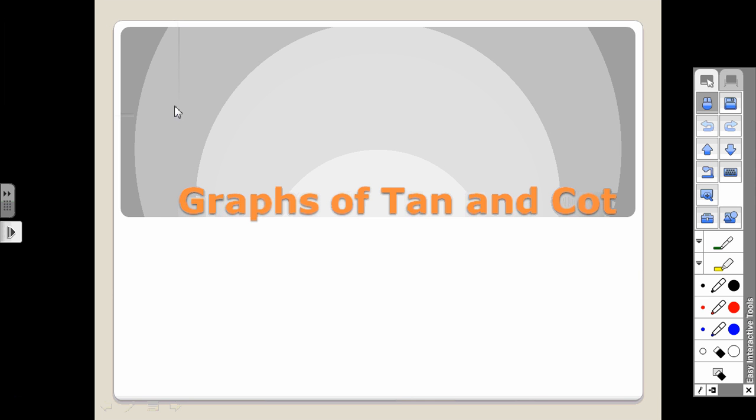So folks, are you ready to learn how to graph tangent and cotangent? Hopefully. We've just been spending the last couple days learning how to graph all the variations of sine and cosine with period change and phase shift and amplitude and all that good stuff. So now we're ready to take that knowledge and apply it to the tangent and cotangent curves.